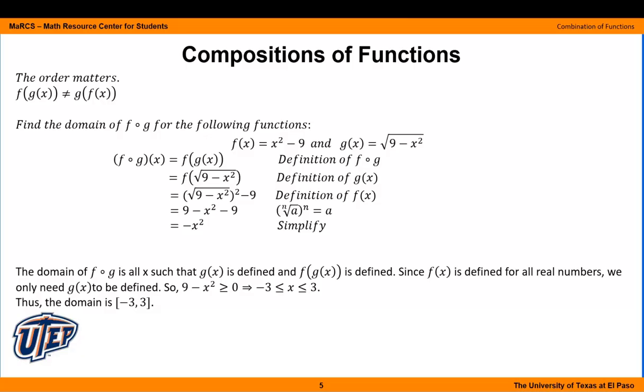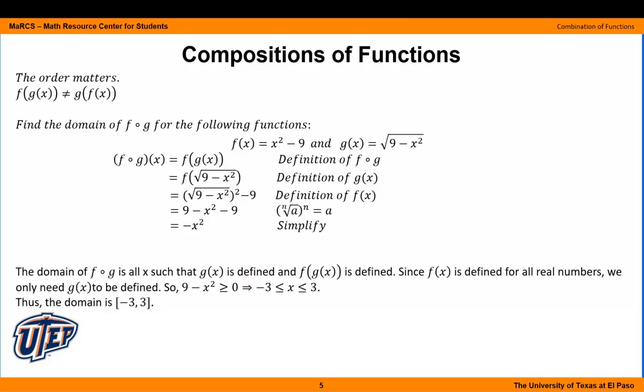Step 2 is to apply the function. That means we get f of g of x is equal to the square root of 9 minus x squared, squared, minus 9. This is where many students make a mistake. This is not the same as squaring the entire expression 9 minus x squared. Instead, we are squaring a square root. And when a square root is squared, they cancel.